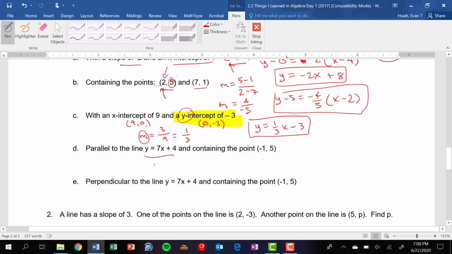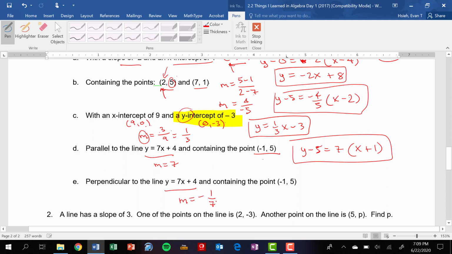Parallel to this line just means that's the same slope, so my slope must be 7, and containing the point (-1, 5), so it's just going to be y minus 5 equals 7, that's my slope, times x plus 1. I'm using point slope form here, and I'm done. It's pretty simple. Perpendicular to it just means that my slope is equal to the opposite reciprocal, or opposite of 1/7. And then I do exactly the same thing, just plug it into point slope form.